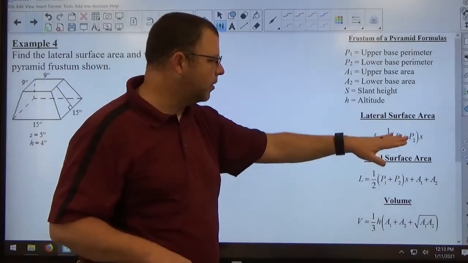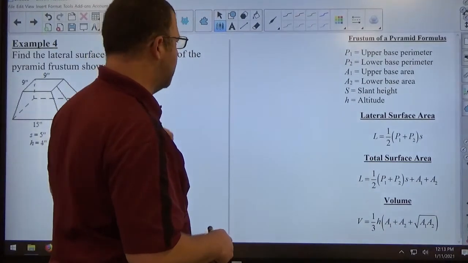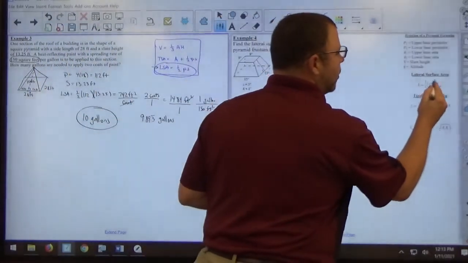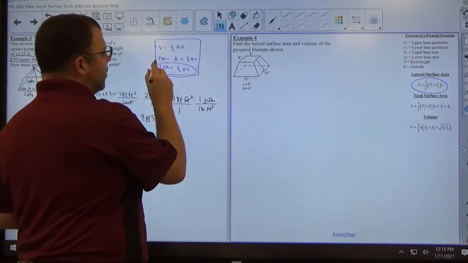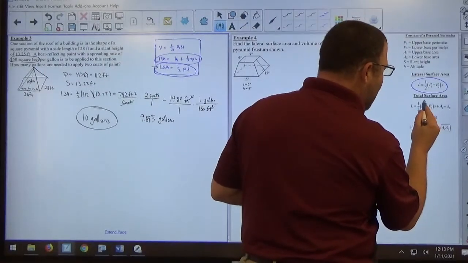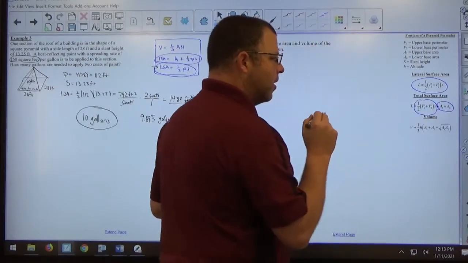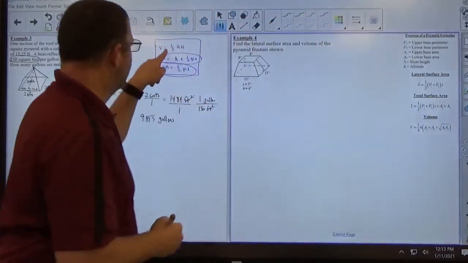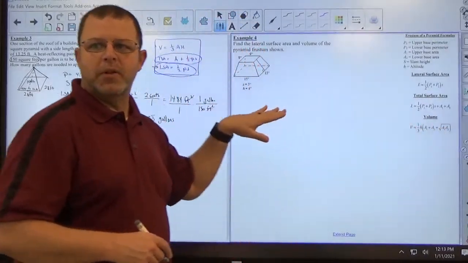When you come down to these formulas here, they're the same basic formulas. Going back to this other page, lateral surface area is 1/2 PS. Here, the lateral surface area is 1/2 the sum of the P's times S. The total surface area is A plus 1/2 PS, and here it's 1/2 the sum of the P's times S, but then also the sum of the A's. The volume one is completely different. It's 1/3 AH, and here 1/3 H times a whole bunch of A stuff. So this one's quite different, but the other two are pretty much the same.